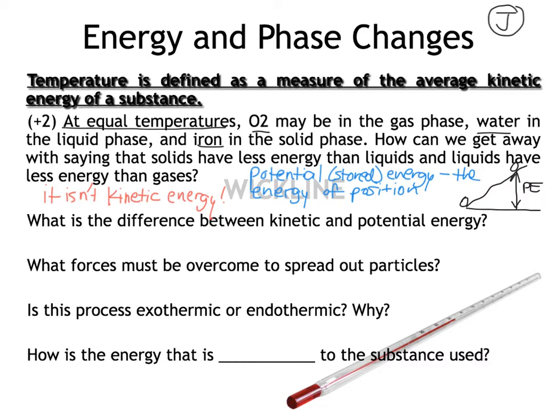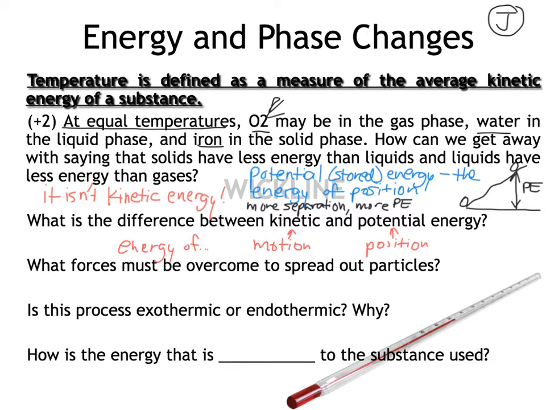So similarly, two molecules that are very far apart from one another, such as in gases, the distance between the particles actually stores some energy. So the farther apart particles are, the more potential energy they have. And that's why we can get away with saying that gases have more energy than liquids or solids. And so I just added more separation, more potential energy. So the difference between kinetic and potential energy is pretty simple. Kinetic energy is the energy of motion, and potential energy is the energy of position.